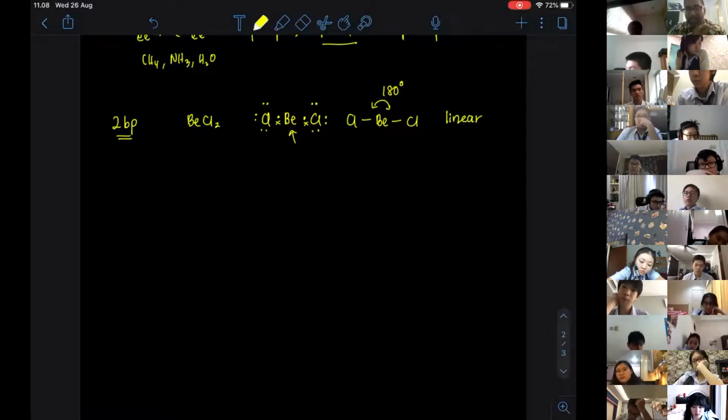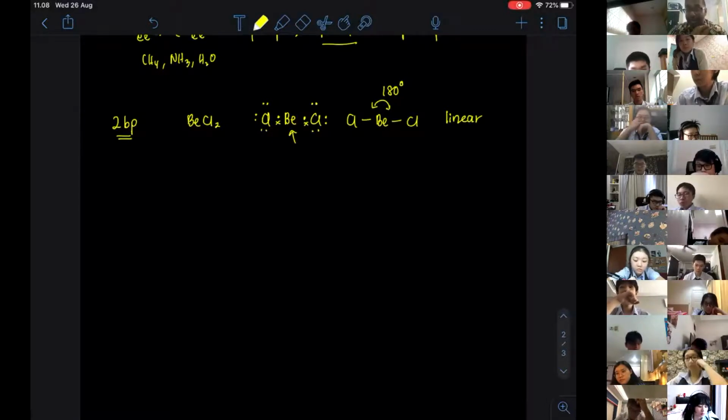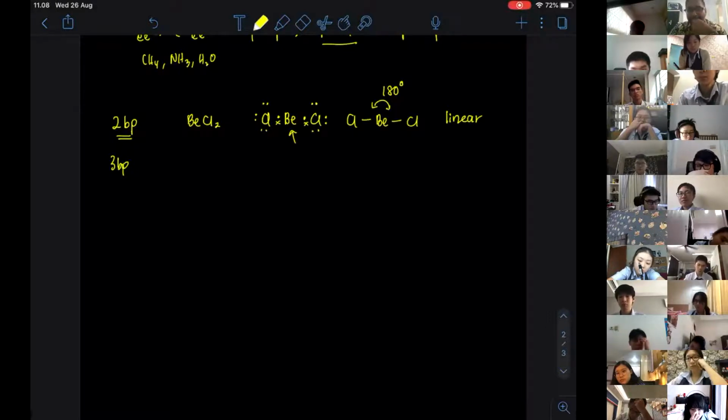This is one of the examples only. Whenever they give you any example, you should be able to identify. Let's go for 3 bonding pair. Let's look at group 3. So maybe BF3 is one of the examples.